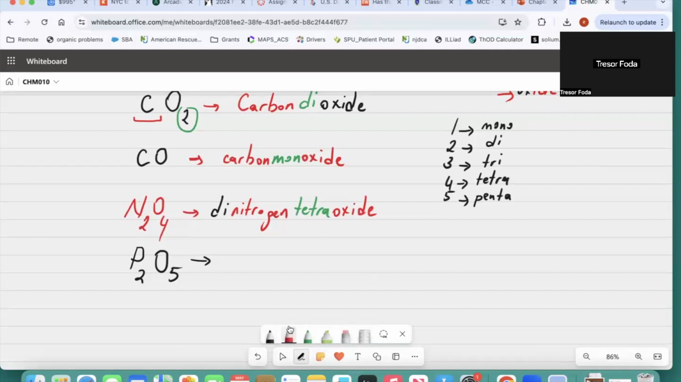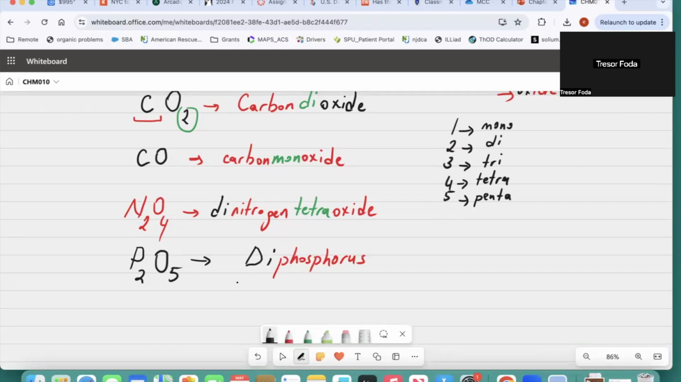Diphosphorus. Okay, so the P is again phosphorus, right? You can look at your periodic table again. So the first one isn't going to change. It will be phosphorus. Very good. Phosphorus, right? And because you have 2 of them, you have to put the di in front.